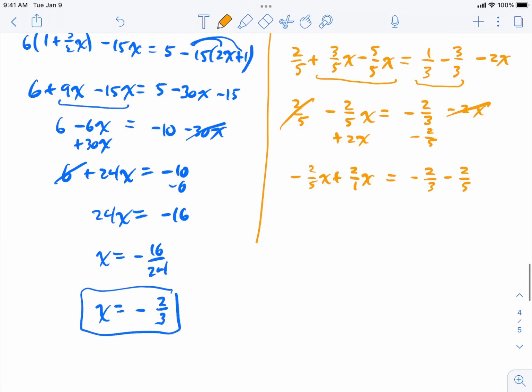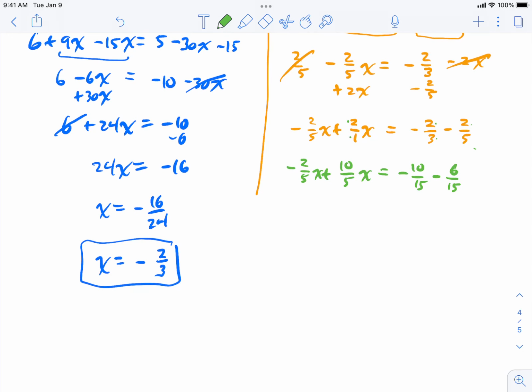Okay, on the left side, I'm going to change colors now. On the left side, I should make a common denominator of 5. So multiply top and bottom by 5, and I'll have a 10 over 5x. Over here, I should make a common denominator of 15. So times 5 and 5, that's a negative 10/15. Times 3 over 3, this is a 6/15. Now I can combine my stuff because the denominators are the same. On the left side, negative 2 plus 10 is an 8/5 x. And over here, negative 10 minus 6 is a negative 16/15.